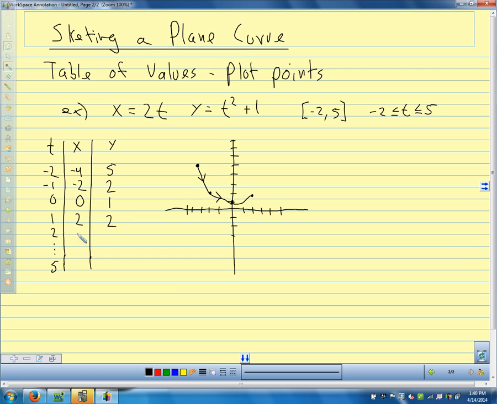And when t equals 2, x equals 4, and y equals 5, so I go over 4, 1, 2, 3, 4, and up 5, so I'm back up at this point. So I end up with a nice parabola shape. And then finally, at the end of my interval here, when t equals 5, x equals 10, and y equals 26. So at my point way out here, I'd have a point at 10, and way up here at 26. So I'd end up with a point way up here. And at the end of my graph, I'd look something like that. So this would be my plane curve for this set of parametric equations on the interval t equals -2 to t equals 5.